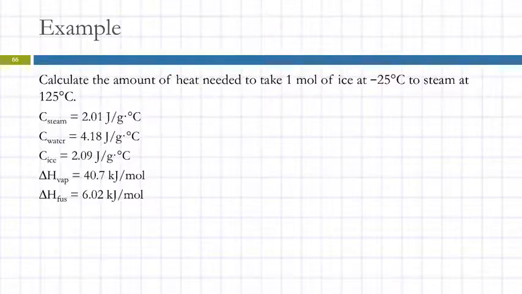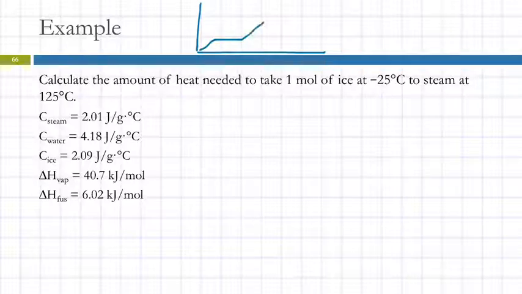So we'll do an example. Calculate the amount of heat needed to take 1 mole of ice at negative 25 degrees Celsius to steam at 125 degrees Celsius. And this is sort of a problem that could show up on an exam. So it's often helpful to just kind of sketch a heating curve.